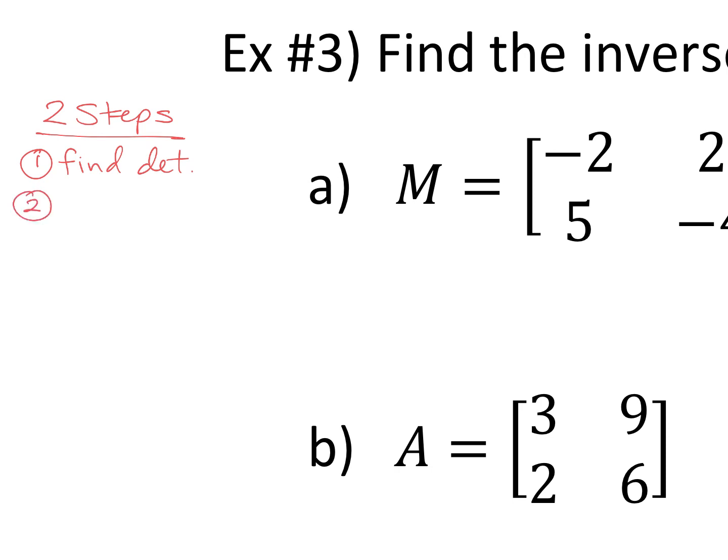Step 2 is you are going to set up your inverse equation, right? So you're going to do 1 over the determinant of A times the swap and the opposite. Okay, so those are your 2 steps. Find the determinant first, then plug that determinant in down here and solve. You've got to multiply that out.